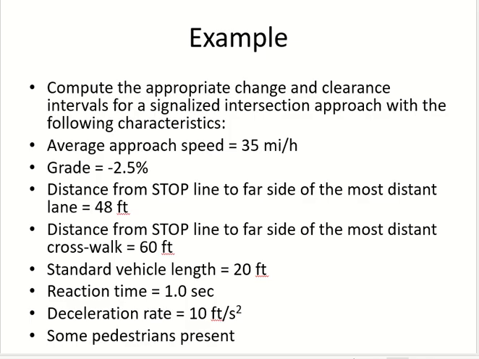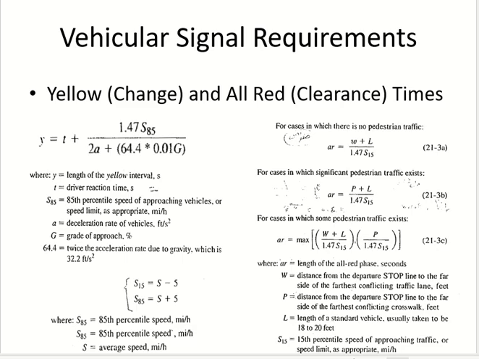This is from the stop line to the other lane, so the first one is W. A very easy way to remember is pedestrian, P. Then we have the standard length of the car, the reaction time, the deceleration rate, and there are some pedestrians present. Okay, let us start first of all from the yellow time.